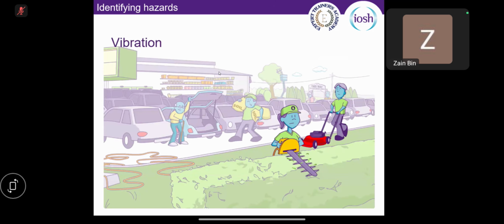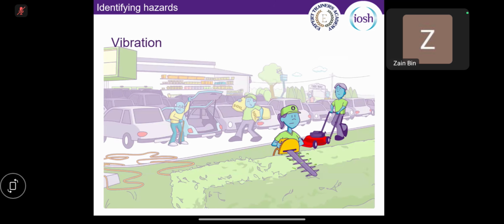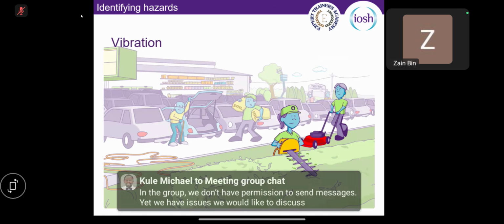So here is an example of a vibration hazard. You can see the person is gardening all around. There is a mechanical workshop, so there are high chances that vibration will be there.